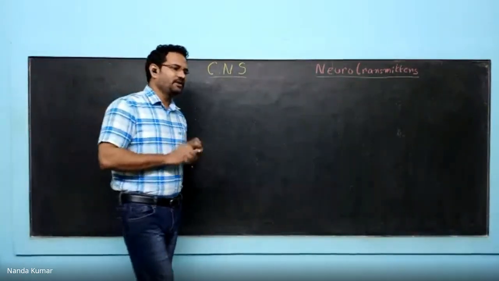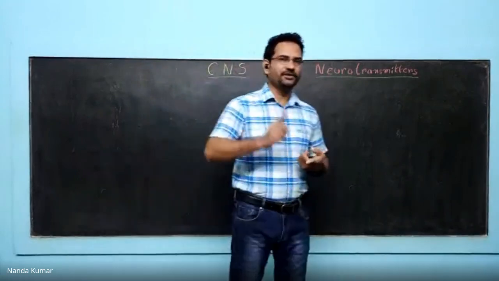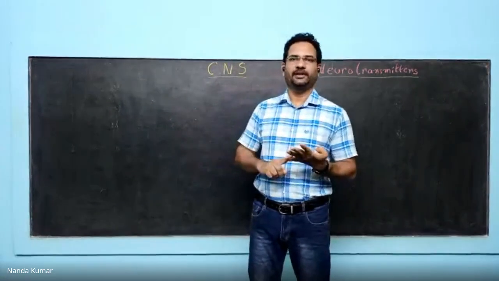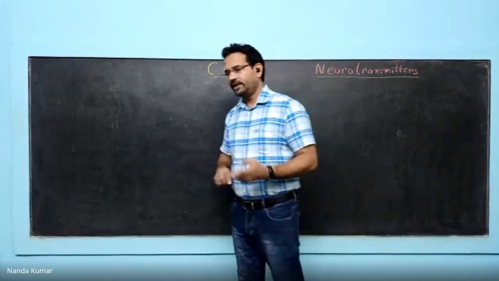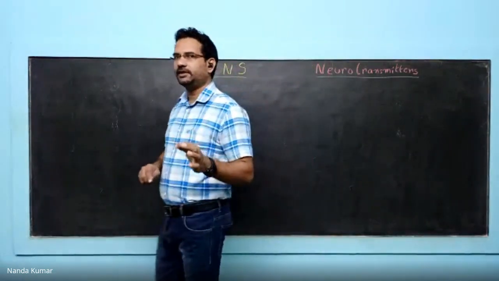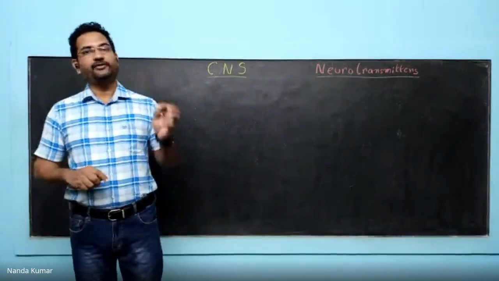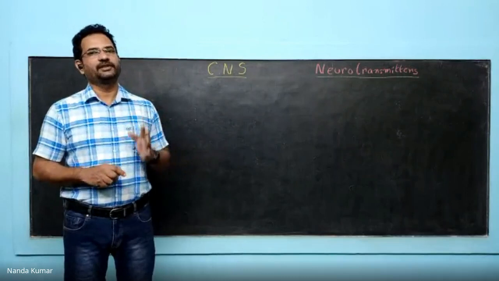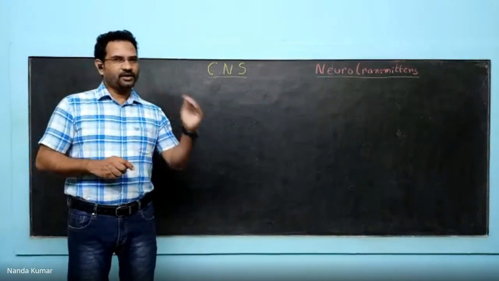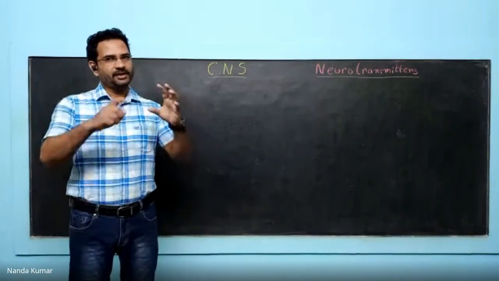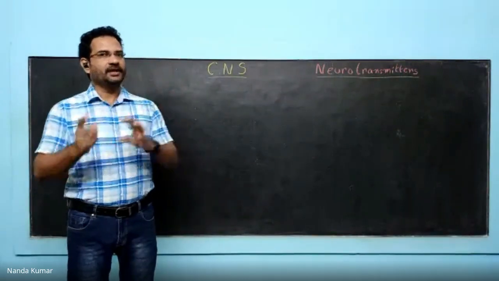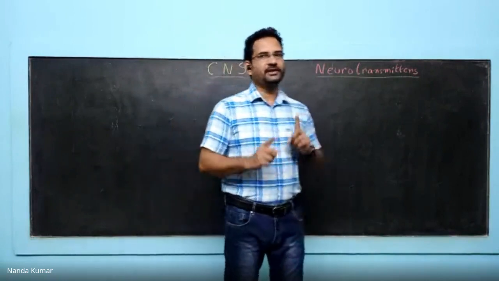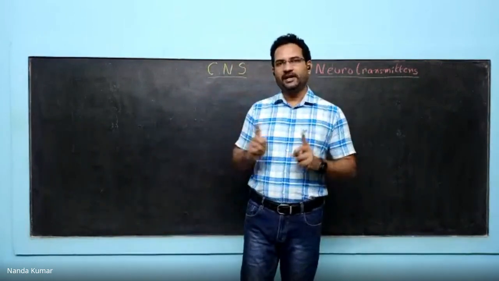The basic functional unit of the central nervous system is the neuron. Neuron has dendrites, cell body, axon, and axon terminal. The dendrites and cell body contain Nissl bodies, which are nothing but granules of rough endoplasmic reticulum. On this rough endoplasmic reticulum, protein synthesis takes place. Because of the presence of Nissl bodies, the dendrite and cell body appear gray in color. Coming to the axon, the axon does not have Nissl bodies, and it is covered by myelin sheath.